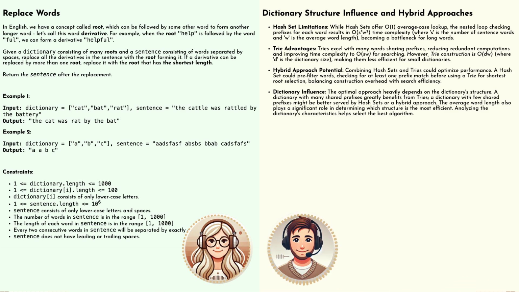What about the opposite scenario? A dictionary packed with super long words, like scientific terms. Now that's where the try would really shine. Longer words mean more chances for shared prefixes, and that's where the try saves a ton of space. And even though building the try might take a bit longer up front, the speed gains during the search would make up for it, right? Especially if we're processing tons of sentences.